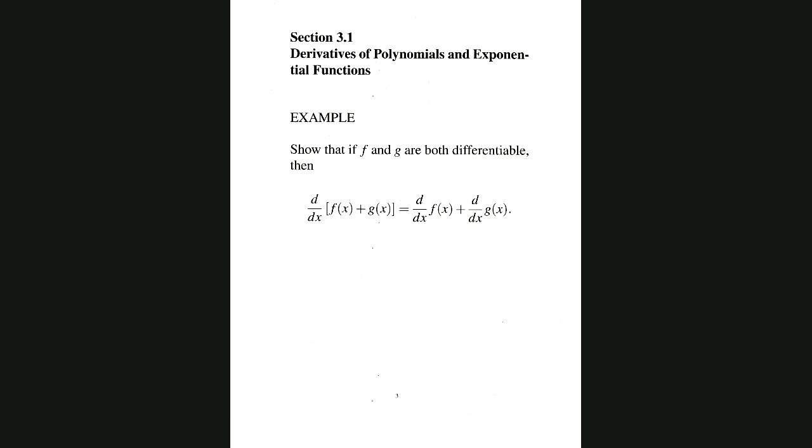Okay, now here's something you've done before. You've had to take derivatives of polynomials using the definition of the derivative. Well, what we want to show here is that the derivative of a sum of two functions is the sum of their derivatives. Let me give you a moment to copy the rule down.